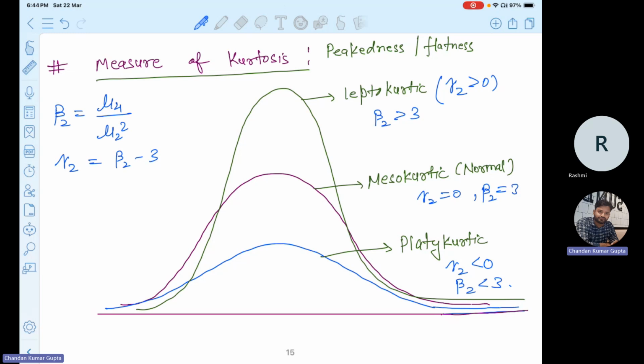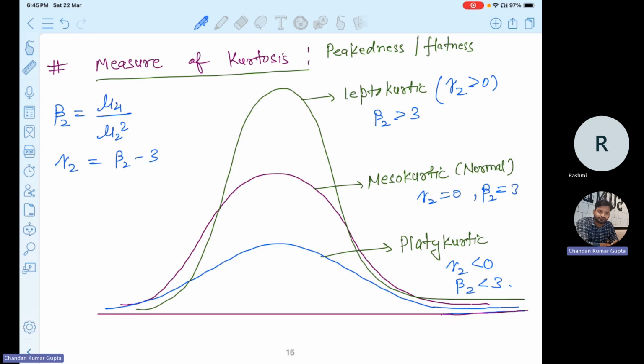Okay, so on the basis of the measures of kurtosis, we can define whether the data set is leptokurtic in nature, mesokurtic in nature, or platykurtic in nature. Okay, so this is all we have discussed in descriptive statistics.